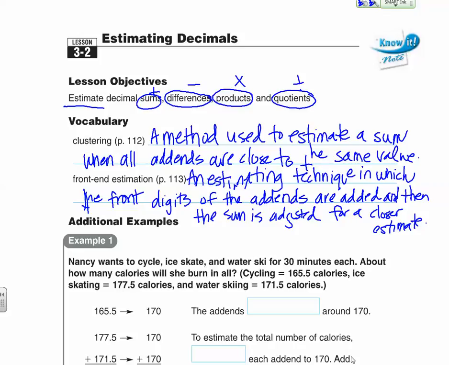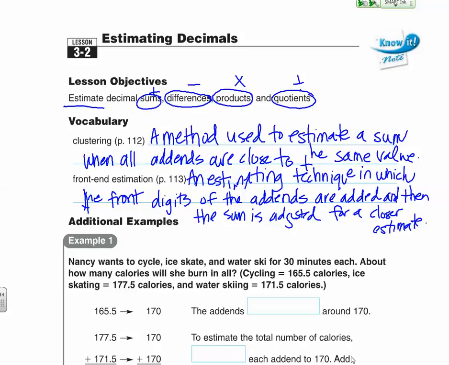Again, clustering is a method used to estimate a sum when all addends are close to the same value. Addends are the numbers that you're adding together. Front-end estimation is an estimating technique in which the front digits of the addends are added, and then the sum is adjusted for a closer estimate with the back end of the number. Clustering is a method that we would use when you're adding a bunch of numbers together and they all tend to be right around the same number.